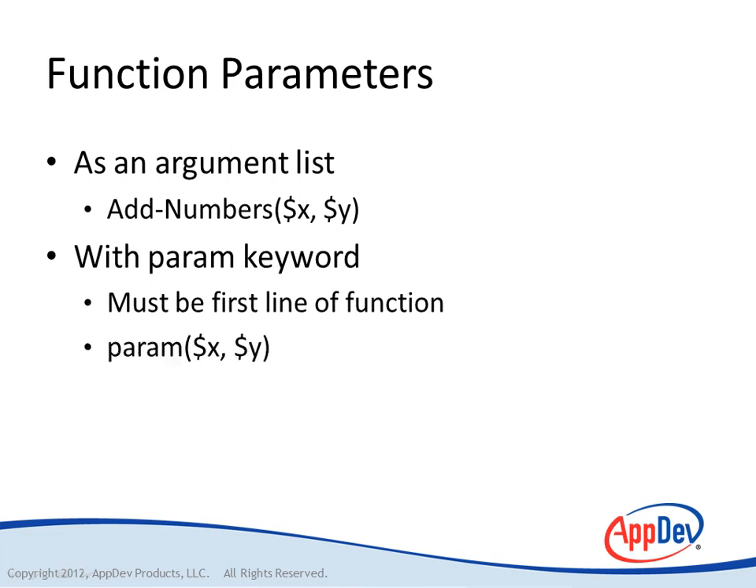And so that just says param x comma y as the first line of the hypothetical AddNumbers function. And then finally, if your function may take an unknown set of arguments, you can use an array, which is used with the named variable args. All right, so let's jump back over to PowerShell and actually write some functions with parameters.